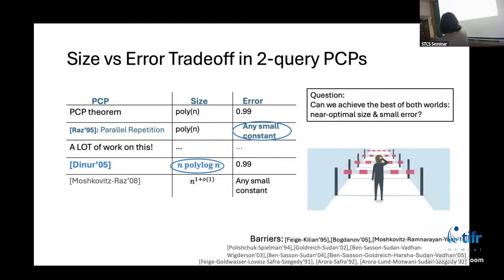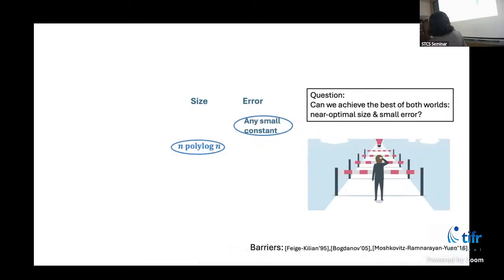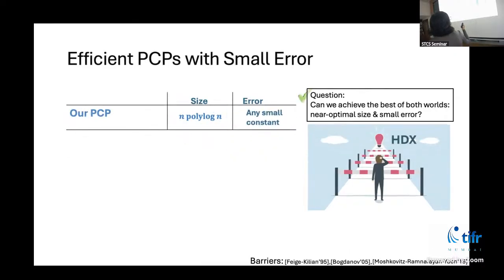And interestingly, there were also a bunch of very interesting barriers shown to improving the error of Dinur's PCP or improving the size of Raz's PCP. You might have heard of Bogdanov's work. And using HDX, we are able to get the best of both worlds and overcome these barriers.